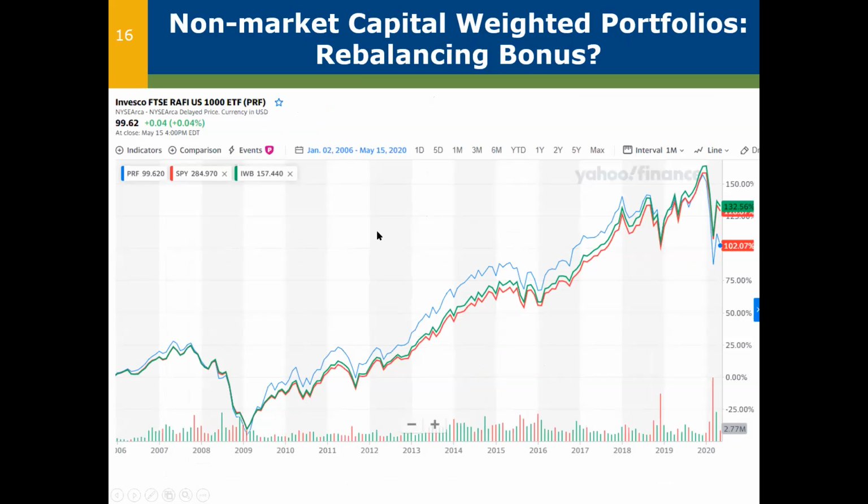So that's the first example of equal weighting. The next example of a non-market cap weighted approach is the fundamental indexing I was talking about, which is the RAFI US 1000. It takes the top 1,000 stocks in the US market and weights them using a blend of fundamental factors like book value, price to earnings, and dividend yield, like the four that I noted in the previous slides. That ETF is the blue line here.